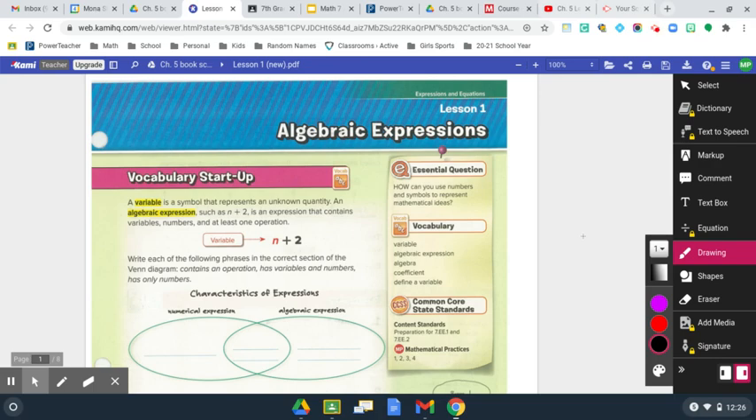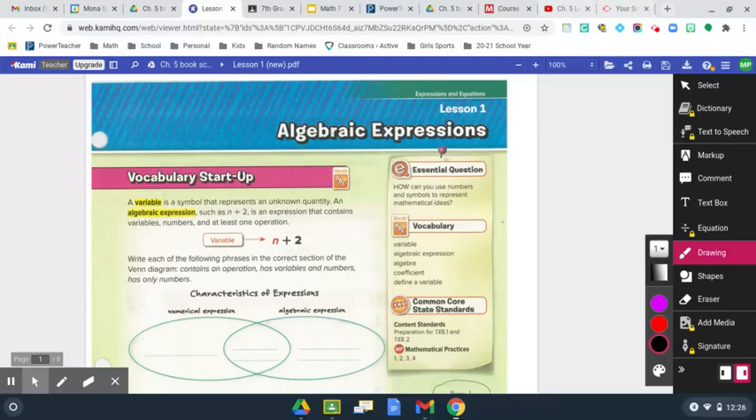Okay, here we go. Lesson 1, algebraic expressions. So on page 349, you'll start to see there's some vocab words that pop up. You see them highlighted in yellow. And these are ones that we've started to talk about, right? So we talked about a variable. We talked about an algebraic expression.